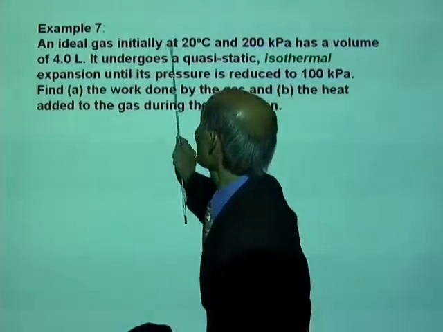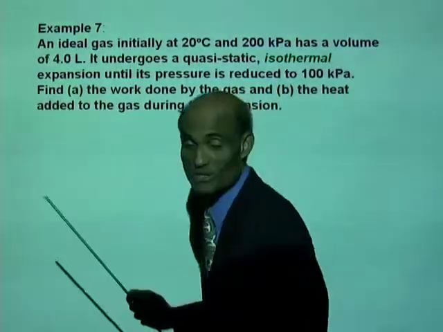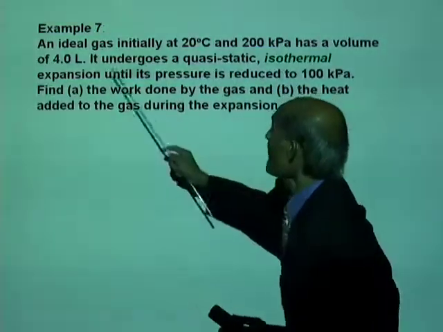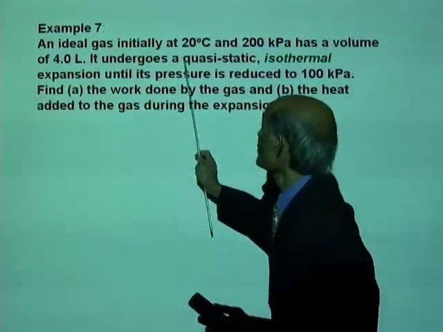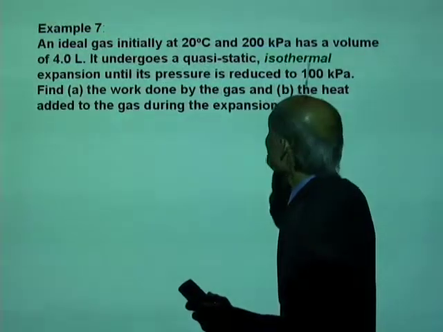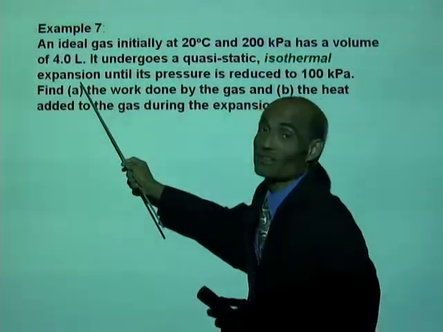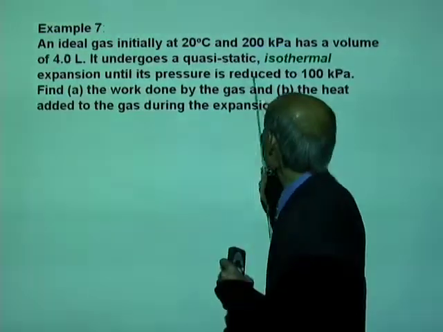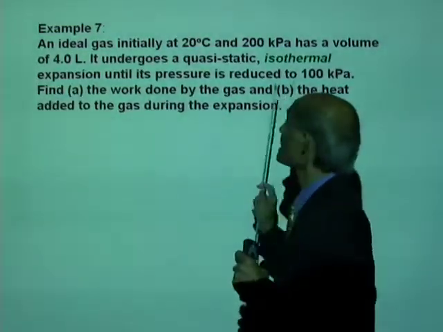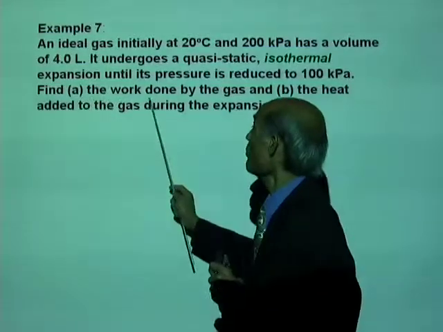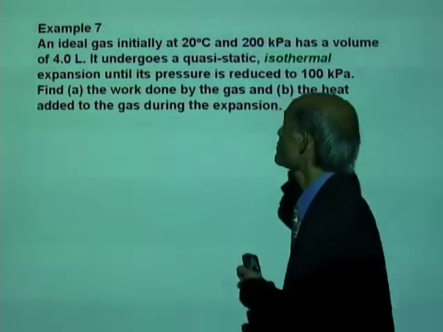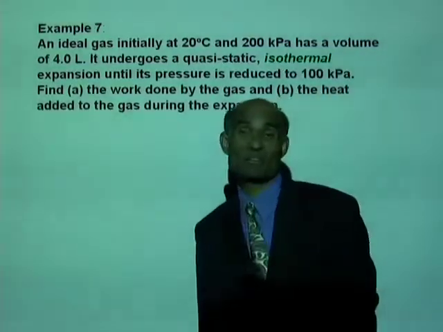So an ideal gas initially at 20 degrees Celsius and 200 kilopascals has a volume 4 liters. It undergoes an isothermal expansion. That means the temperature remains a constant until its pressure is reduced to 100 kilopascals. Find the work done by the gas and the heat added to the gas during the expansion.